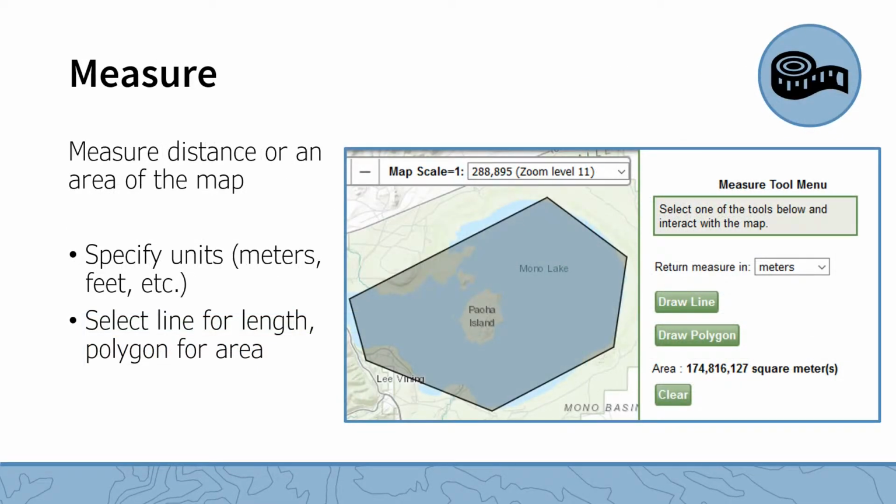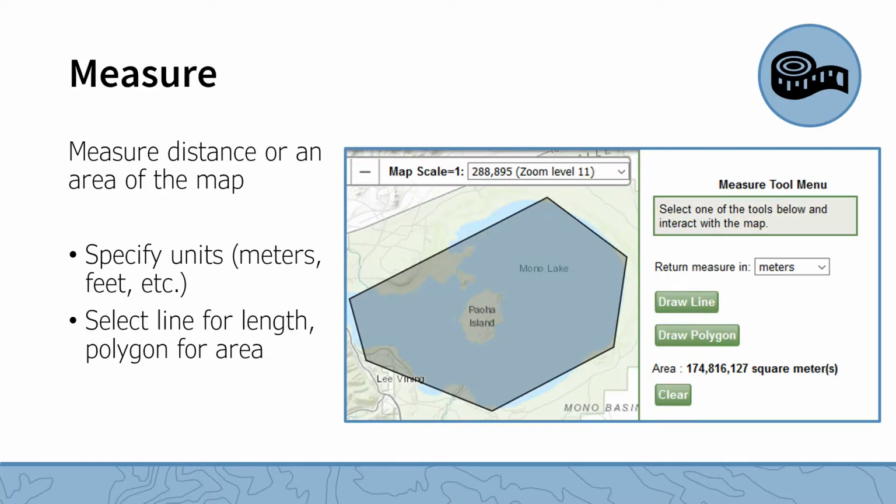You can use the Measure tool to calculate linear distance or an area within a specified polygon. You can choose which measurement units you would like to use. Then select either Draw Line to calculate linear distance or Draw Polygon to measure an area. With the Draw Line option selected, click in the map to begin the line, then click once to place each vertex or point to draw the line, then double-click to place the endpoint.